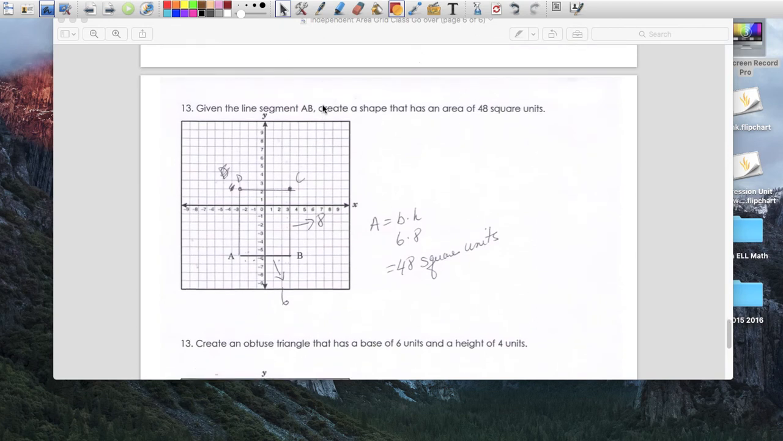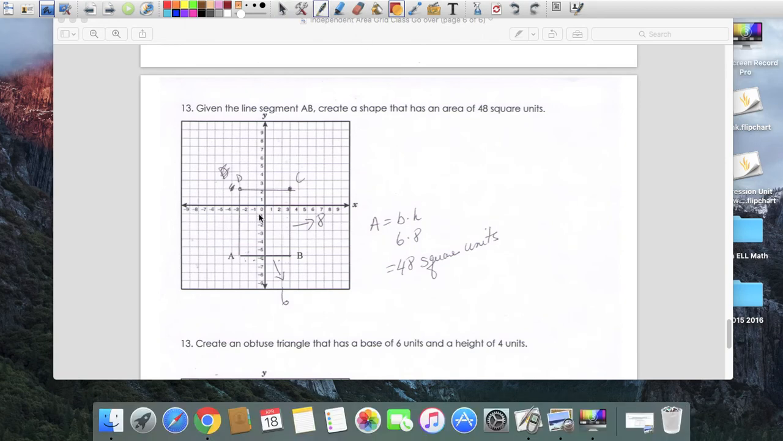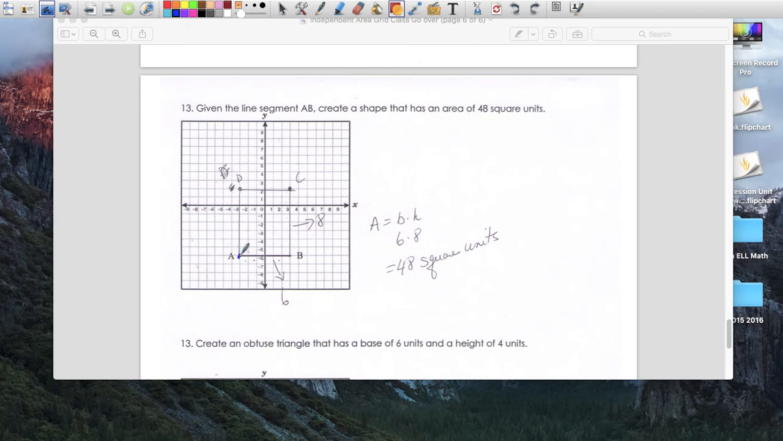Given the line segment A and B, create a shape that has an area of 48 square units. So this is what you started with, just A and B. That's all you had. So you had to create something, and I created something very simple, a rectangle, with an area of 48 units squared. I knew that this was 1, 2, 3, 4, 5, 6 going across, and to make something that had 48 inside, I had to go 8 up, because I know that if I multiply 6 and 8, I get 48. And I go 8 up, 1, 2, 3, 4, 5, 6, 7, 8, and that's how I created my point C and my point D. And inside this particular shape, there are 48 little squares.